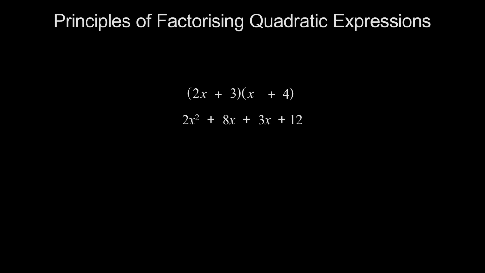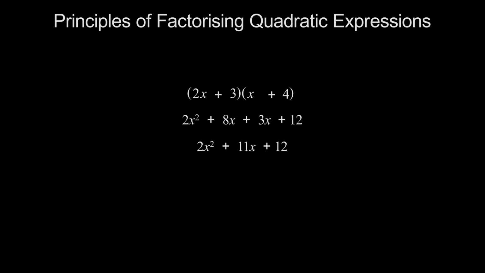This is a quadratic with 4 terms. If we collect like terms, we get 2x² + 11x + 12, which is a quadratic in 3 terms.